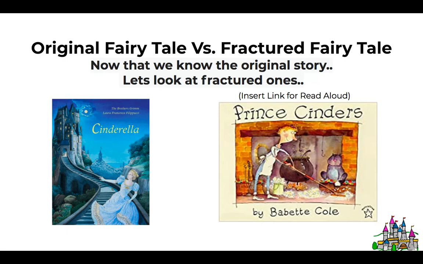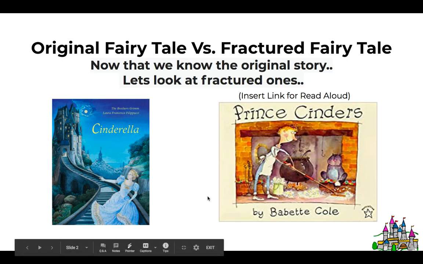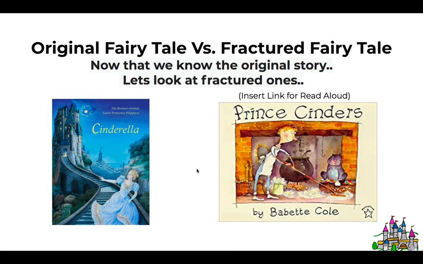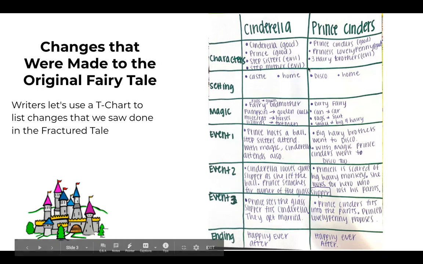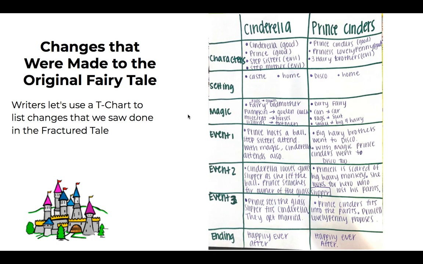So this week you just got done listening to Prince Cinders. So this is what we're going to work on this week, and this is what I'm going to model for you, comparing Cinderella from last week to Prince Cinders this week. Okay. All right, so the easiest way to do this is to create like a T-chart. And I have an example right here, and I know it's very wordy, but I tried to keep it as simple as possible. So let me just kind of show you how I did my T-chart, and you can start thinking about how you can do your T-chart for the must-do activities this week.